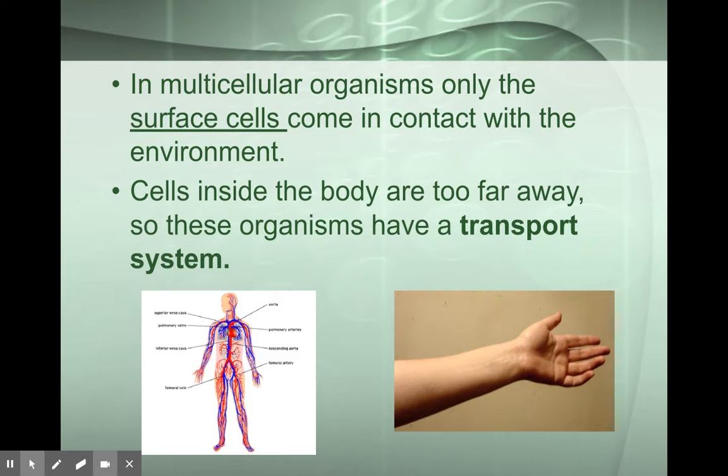Well, in a multicellular organism, only the surface cells come in contact with the environment. So only your skin comes in contact with the environment. But the cells inside your body are too far away from the outside environment. So we need a transport system. We need something to get the food from the outside environment into the cells of your body. So we call that a transport system.